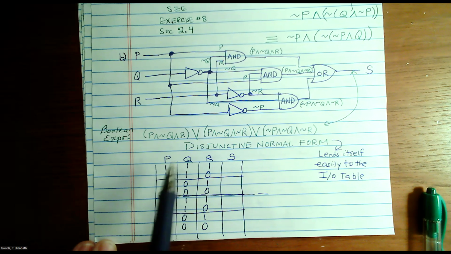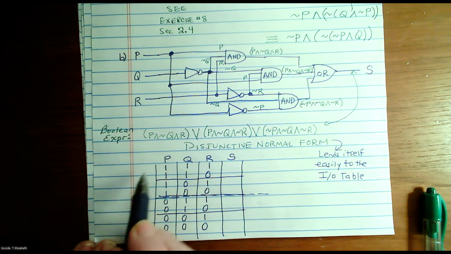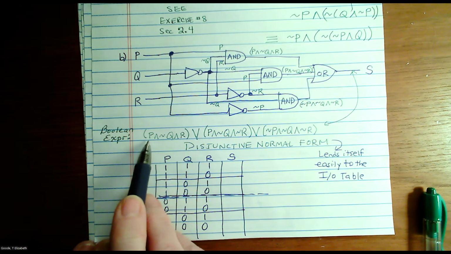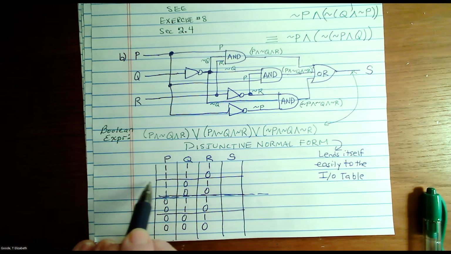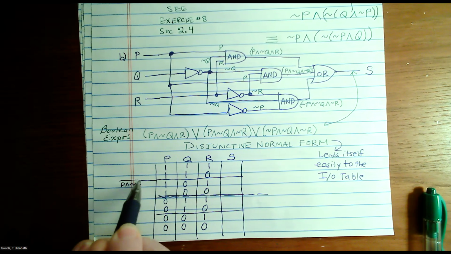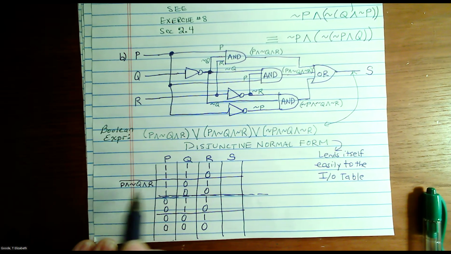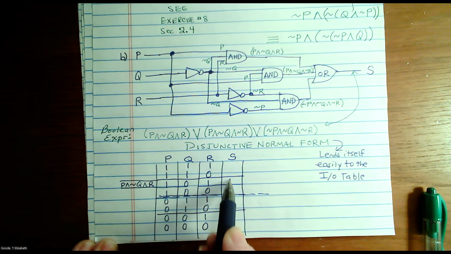Well, not P, not P. Yes, so P and not Q and R. Which row does that happen in? The second, I mean third. Third, yeah. This row right here is P and not Q and R. Yeah, that's definitely the third row. So we want a 1 there.